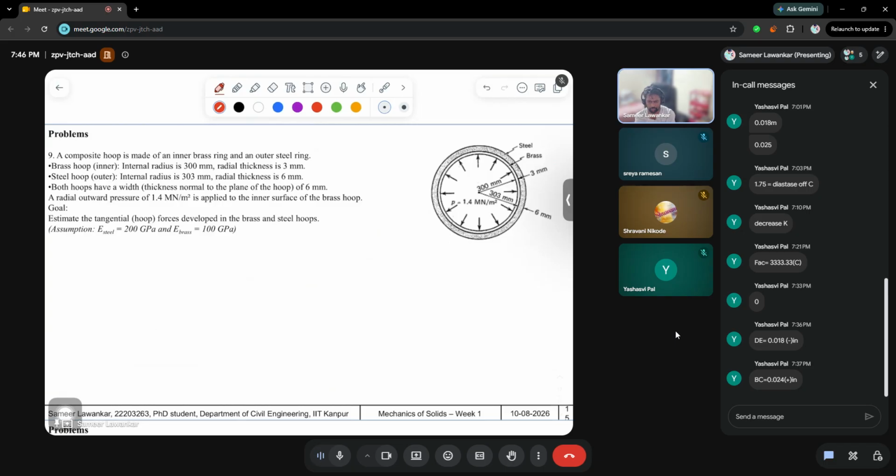This is a very simple question. Just implement the forces and you are good to go. Please give me the value of force in brass and force in steel. The value of E is given to you. Please try to solve this question and give me the answer for forces.